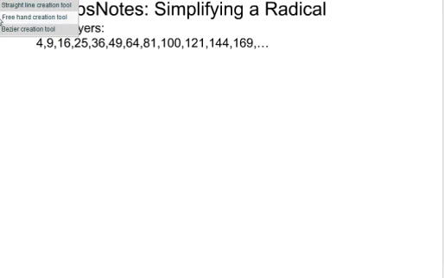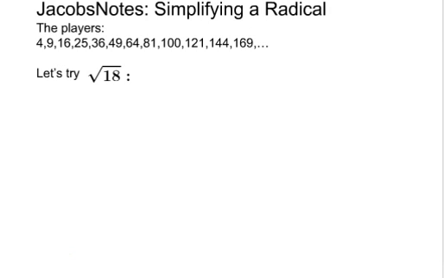Take a number from this list, like 121. Why is 121 in this list? Because the square root of 121 is 11. So that's what these numbers are. These are going to be our players that help us break down a number when we're talking about square roots. How does this work? Well, consider the number 18. Let's try simplifying the square root of 18.